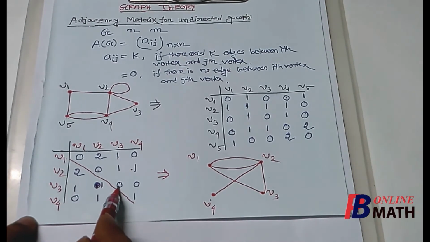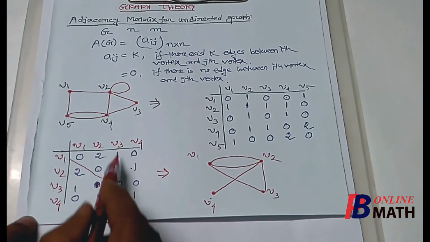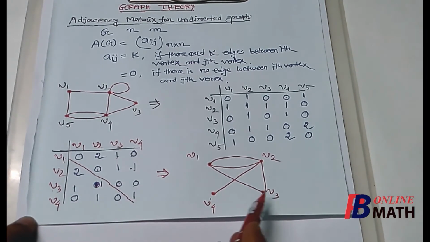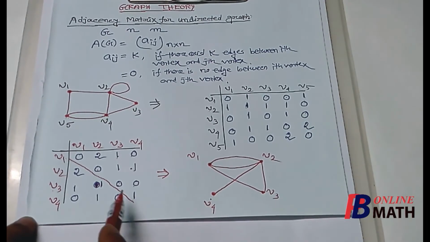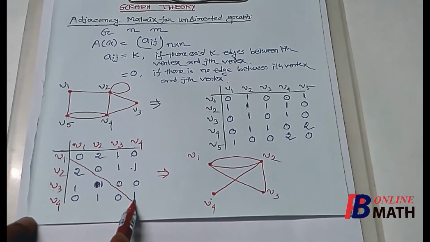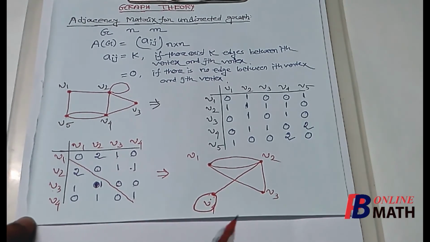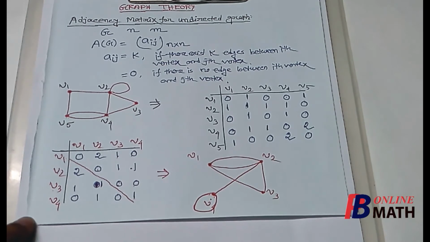Next we consider this element which is 0. So there is no self loop at V3. Next we consider this element between V3 and V4. It is 0. So there is no edge between V3 and V4. Last we consider this element 1 at this diagonal point. So there is an edge between V4 and V4. That means there is one self loop at V4. So we draw this self loop at V4. So this is the required graph corresponding to this adjacency matrix.